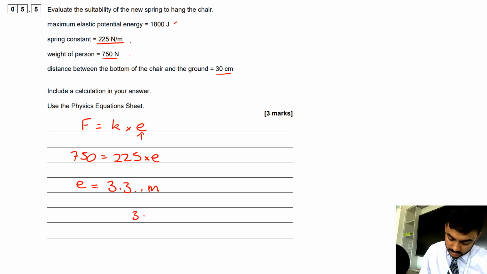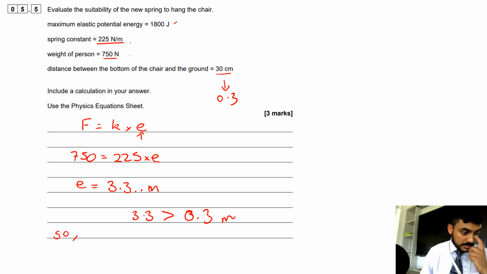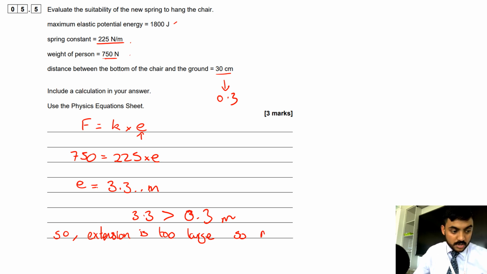3.3 meters is greater than our 30 centimeters, which is exactly the same as 0.3 meters. Therefore, I'm going to say the extension is too great, too large, so not suitable for the chair. And that's the calculation that we're doing.